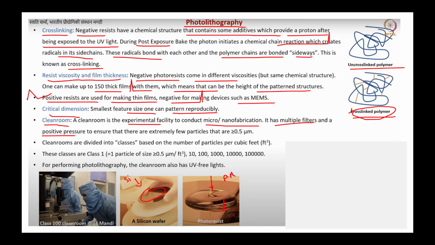It will have multiple filters, and it's under positive pressure, so you will feel a different pressure. This ensures that there are extremely few particles greater than or equal to 0.5 micrometer. Just see how much cleanliness they maintain when they are doing nano fabrication.